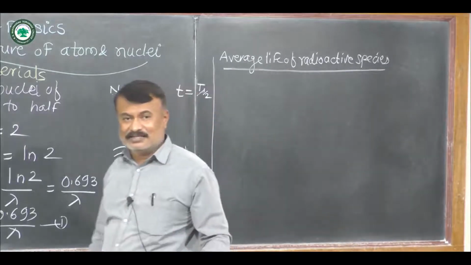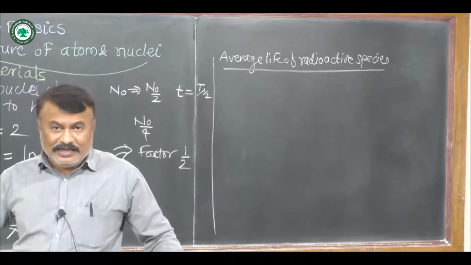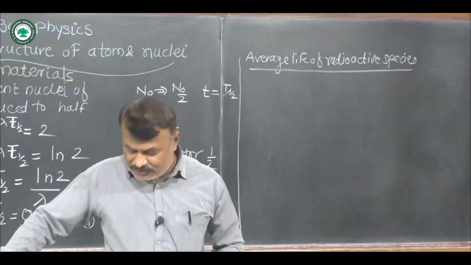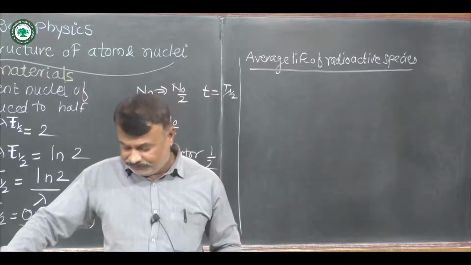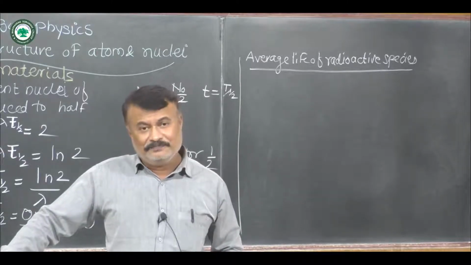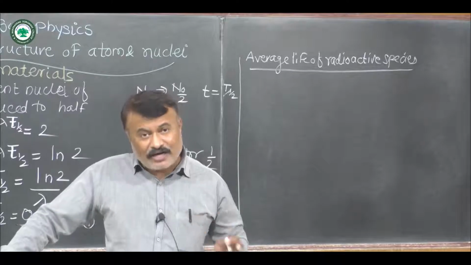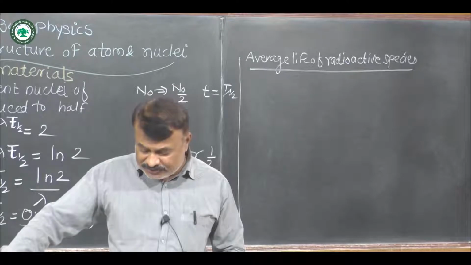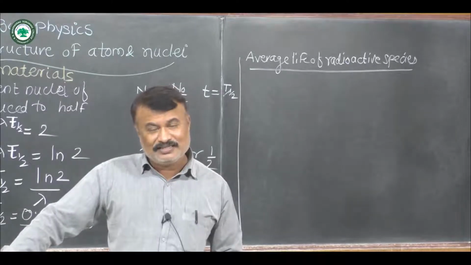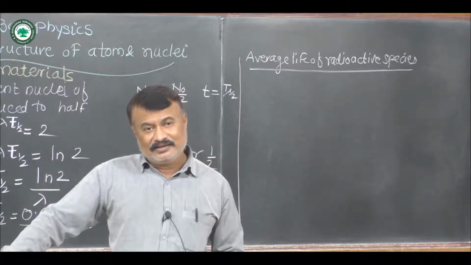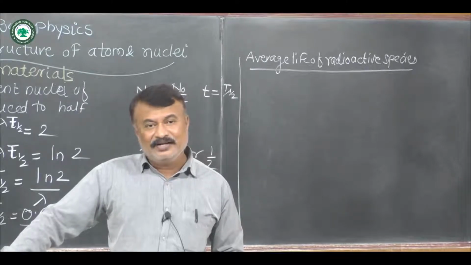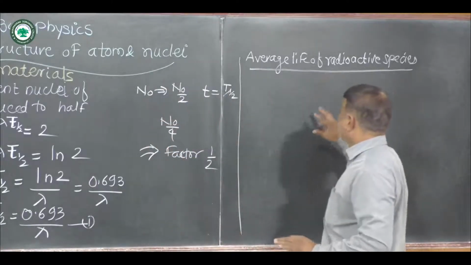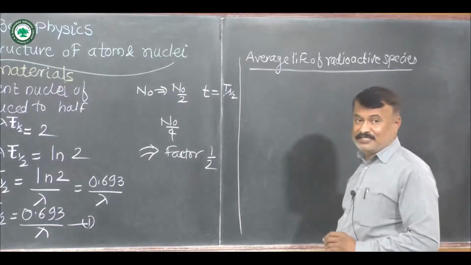Now for that purpose, remember that different nuclei of a given radioactive species decay at different times. It takes different time for the decay, and according to this we can say that they have different lifetimes. So all these radioactive materials have different lifetimes. Now we have to find out the average lifetime of a radioactive species.